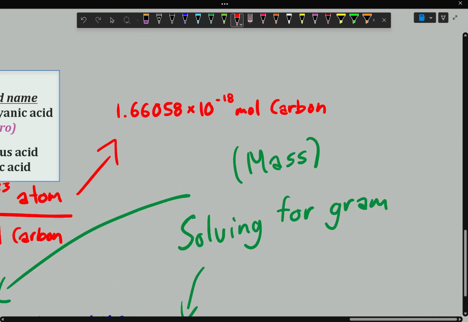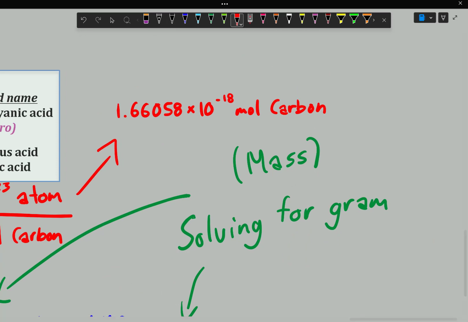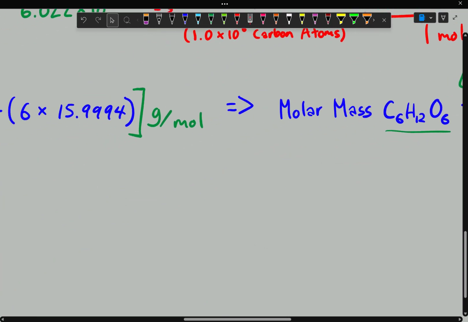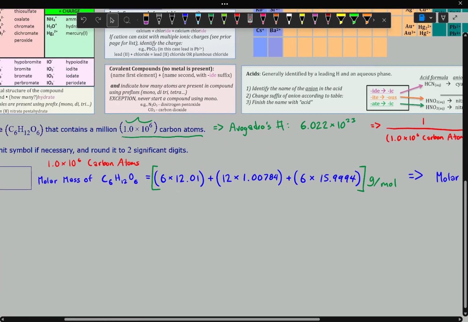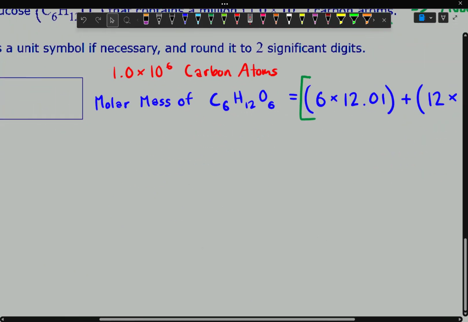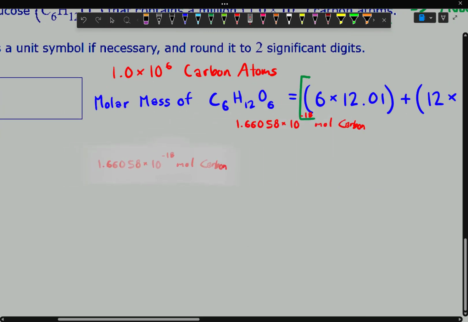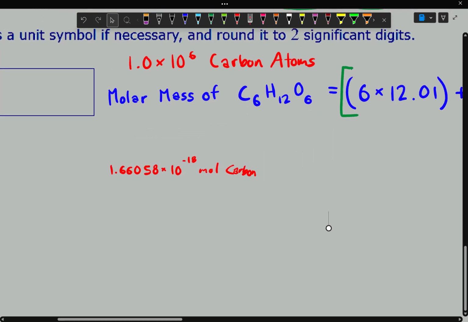Now notice, this is a very small number. So that means that the mass we're going to be finding is probably going to be really small. So let's take this value and move it down over here, just so that things are a little bit less chaotic. And let's see where we can go from here. So we now know that we have 1.66 times 10 to the negative 18 moles of carbon.